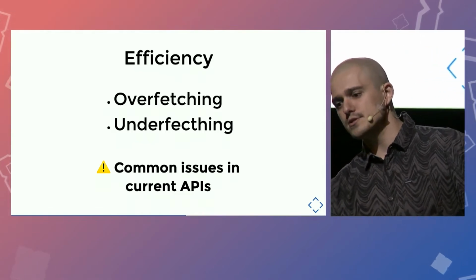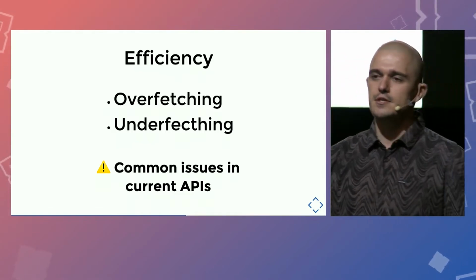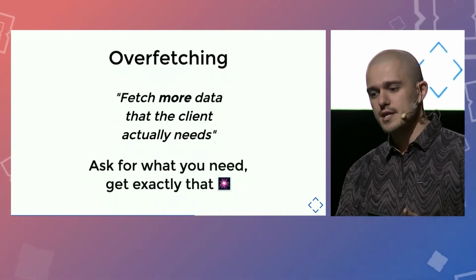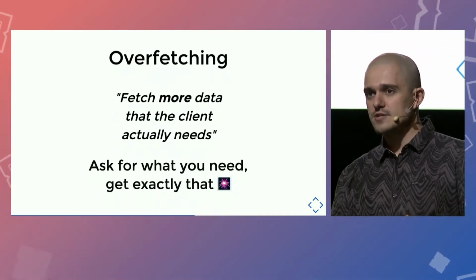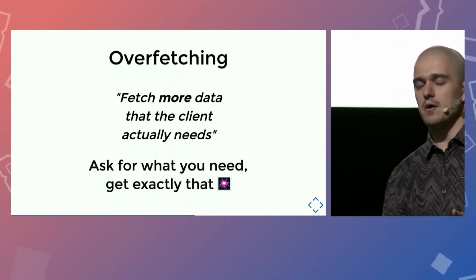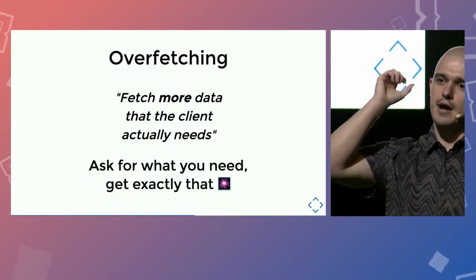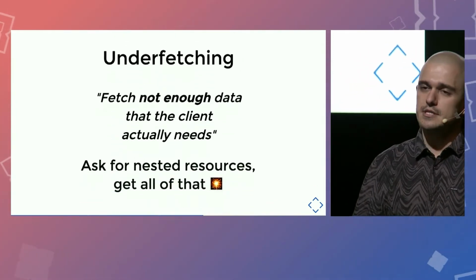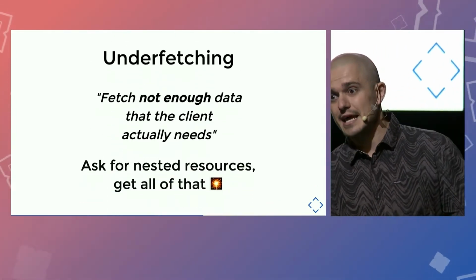There are two common issues, overfetching and underfetching. Overfetching, let's define them, is fetching more data than the client actually needs. So as a client, I would like to ask for whatever I need and just get that, whether I'm on my mobile client, my tablet client, or my desktop client. Underfetching instead is fetching not enough data than the client actually needs. I think it would be really nice if we could ask for nested resources within our data sources and then return all the data in one single server call.